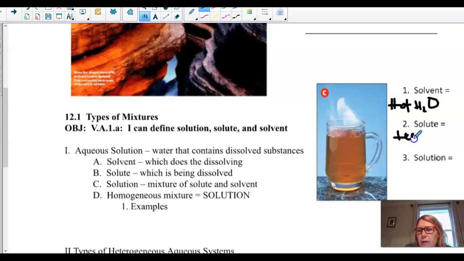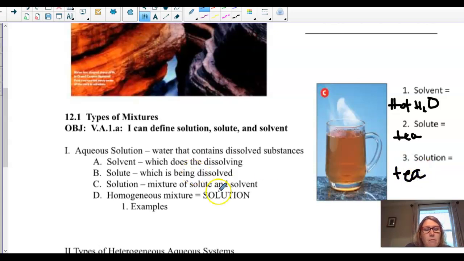Same thing if we're going to do a Kool-Aid lab next week. The solvent would be water and the Kool-Aid would be the solute. It's pretty common. Even in detergent, like if you go to wash your clothes, the solute would be the detergent, the water is the solvent. It does the dissolving. The solution over here would be both the solvent and the solute combined. So I would just call it tea. We just know that tea is made up of water.